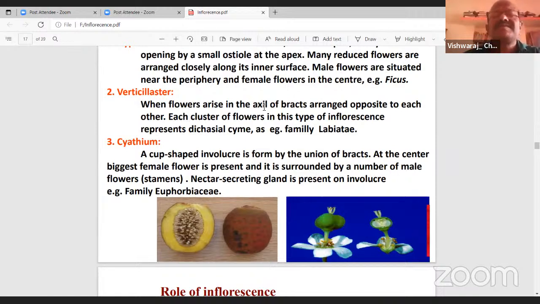When flowers arise in axils of bracts arranged opposite to each other, bracts appear on both sides of the flowers, and each cluster of flowers in this type of inflorescence represents a dichasium. Both sides produce bracts, that is the dichasial sign. Example, Ocimum.